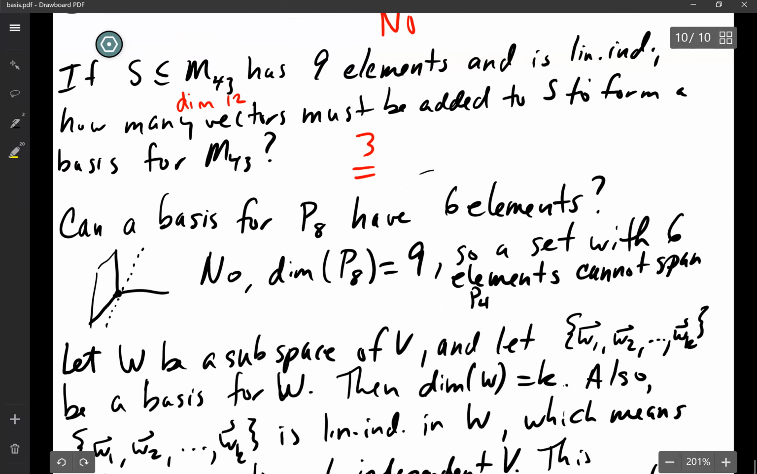All right. And then this last question we mentioned at the end of class is just another application of the plus-minus theorem. This is what I just mentioned down at the beginning, at the bottom there. If I have 9 elements in a set, and that set happens to be linearly independent, since the dimension of M43 is 12, I have to add 3 vectors to the set to make a basis for M43. Now, it can't be any old 3 vectors. I have to find vectors that actually do the job to get me to span, but you have to add 3 vectors to form a basis.